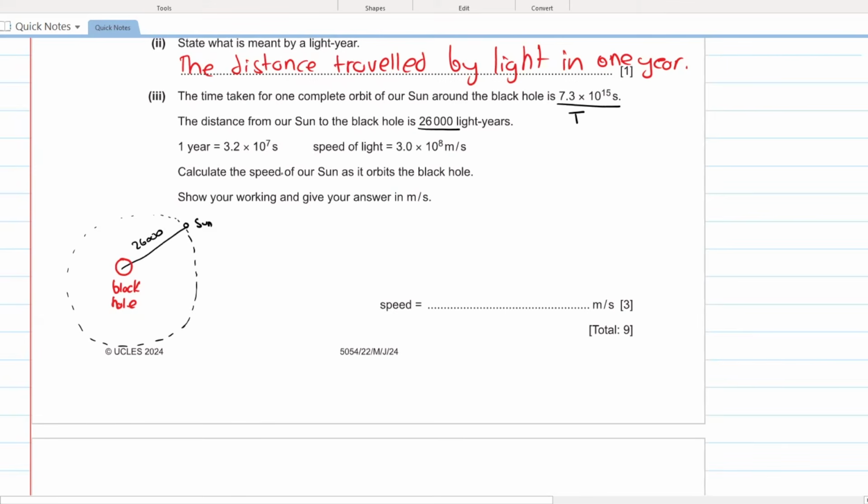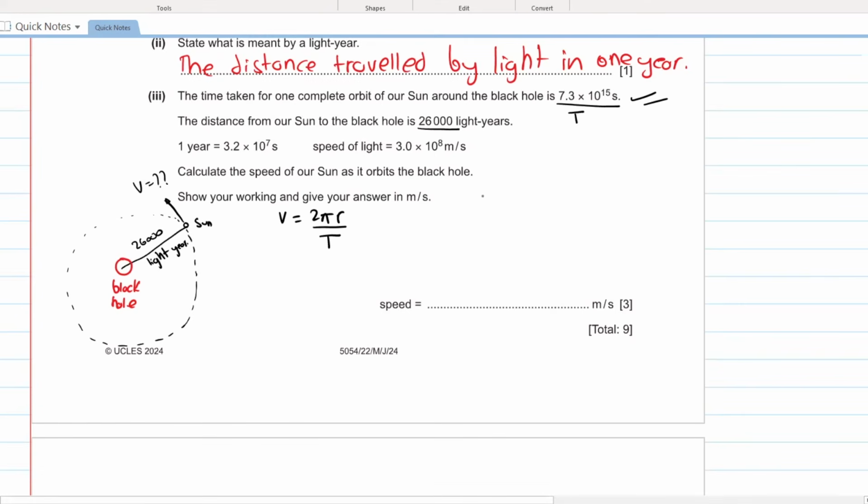Perfect. Calculate the speed of our sun as it orbits around the black hole. What do we have to calculate? We have to calculate the orbital speed. How can we calculate the orbital speed? Orbital speed is equal to 2 pi r over t. You know the time. How can you calculate r? How can you calculate the distance of 26,000 light years?